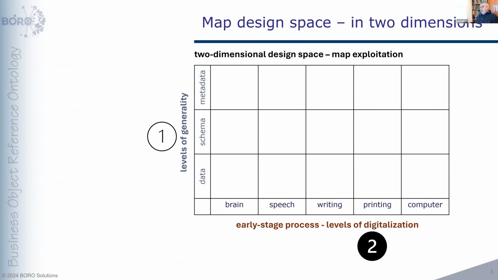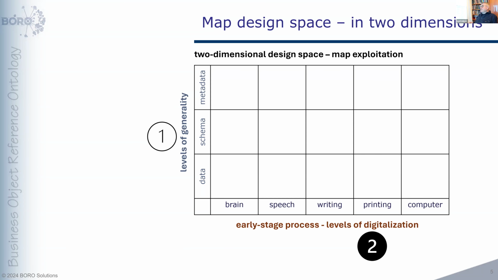I've tried to simplify the issues, and as always, when you simplify, you almost always end up oversimplifying. So I'm suggesting that if we want to look at ontologization, one way is to put a two-dimensional framework on it, with one dimension being level of generality and the other being level of digitalization.